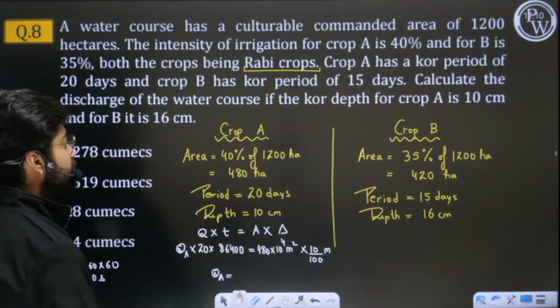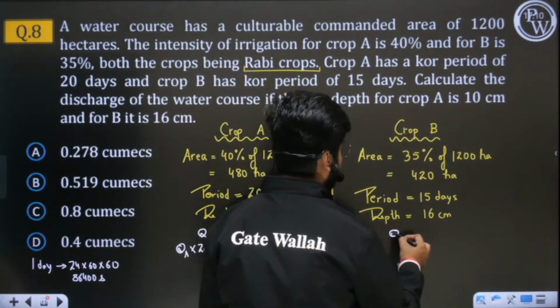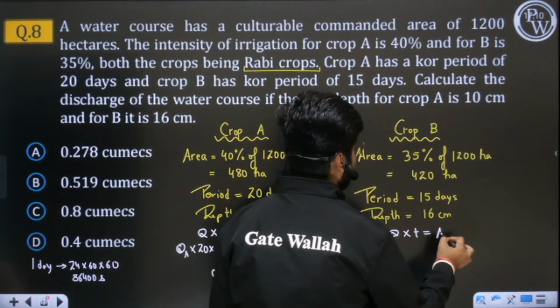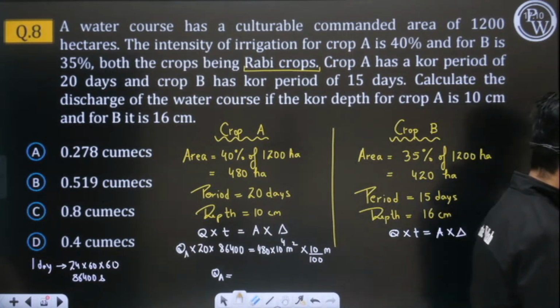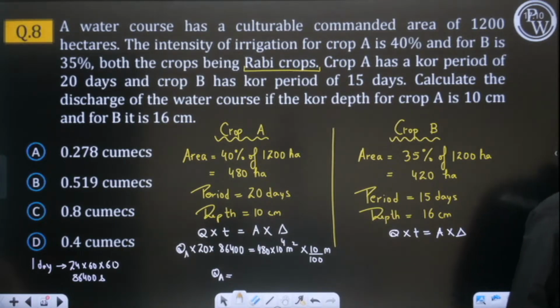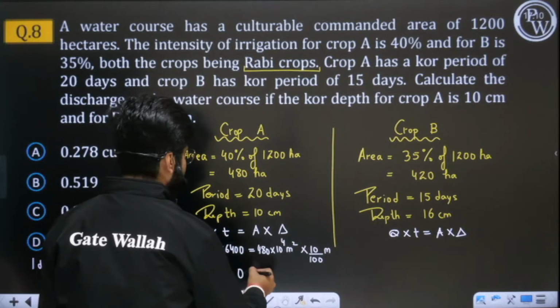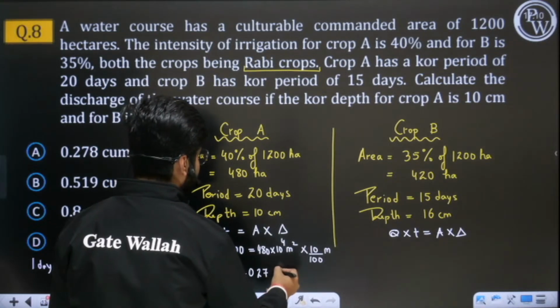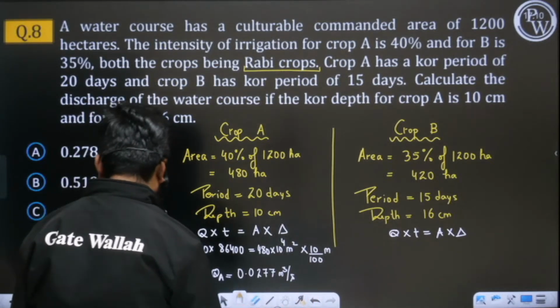Similarly, you will apply this logic on crop B also. You can apply this logic in crop B also. Tell me how much discharge you are getting here. You are saying 0.0277 meter cube per second. I hope this is correct.